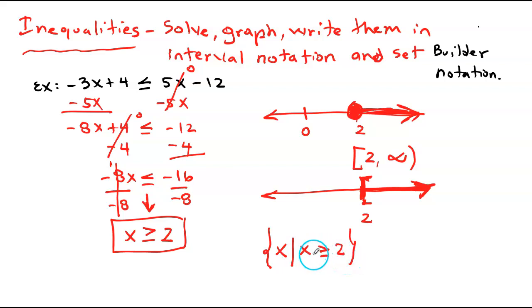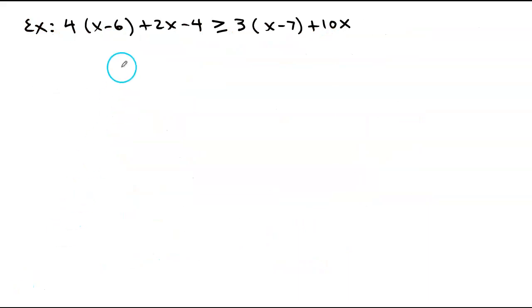Okay. Let's build another one. Let's do another one. So now we have a much more complex problem. But again, I just want to make sure that you guys understand that the idea is the same. Solve this as a regular equation. If you're dividing or multiplying by a negative, then you flip the inequality symbol and that's it. So let's work on this one.